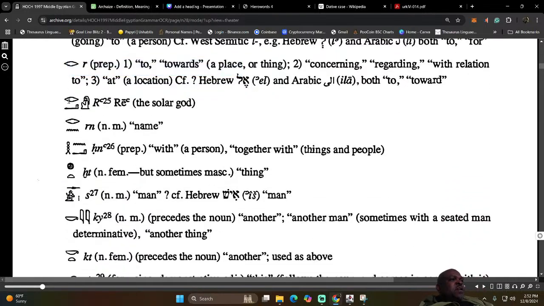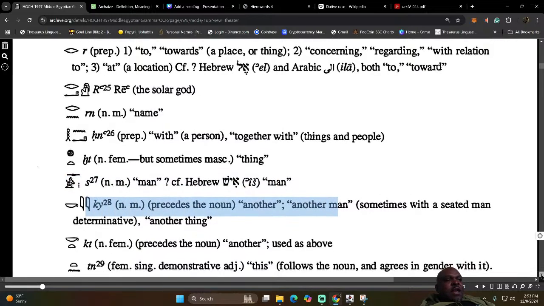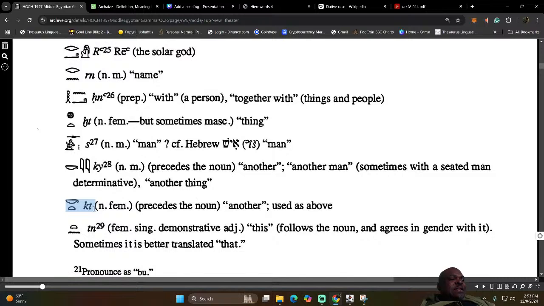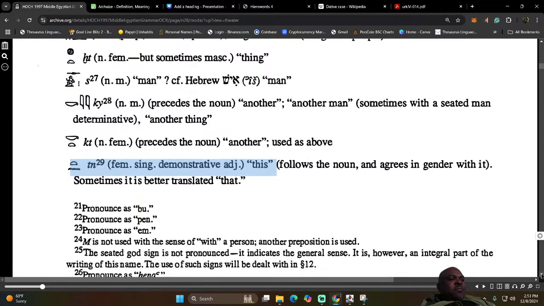So y'all see these terms here: Ra, the solar god; Ren, for a name; Hina, which is a preposition that means with or together with; Ket, which is things; Ta, a man; Ki, another, right? Ket, another. That's feminine though. Ten is the feminine singular demonstrative this. It's just like pen. Pen is masculine.